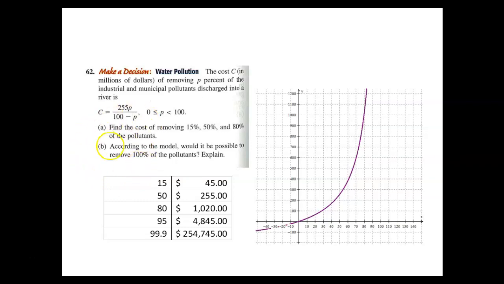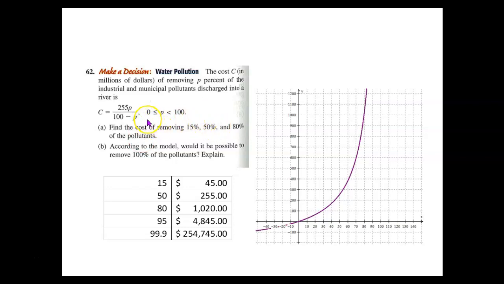What if we want to remove 95% of the pollutants? That's going to cost $4,845 million. Well, what if we want to remove 99.9% of the pollutants? If you plug in 99.9 for P, you get a whopping $254,745 million.